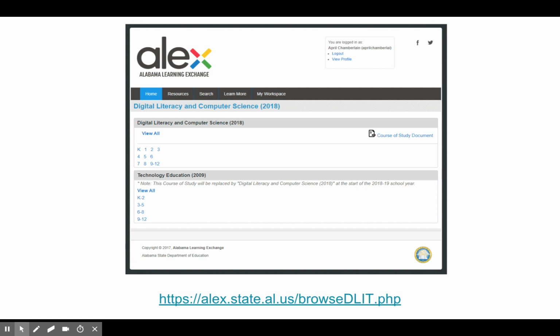This site is so well maintained and popular that if you simply Google the word ALEX, it's almost always the first result. But you can see here in this screenshot that the digital literacy and computer science standards are available, and they are provided in a way that you can easily spot just the grade level you're looking for, or the entire document itself.